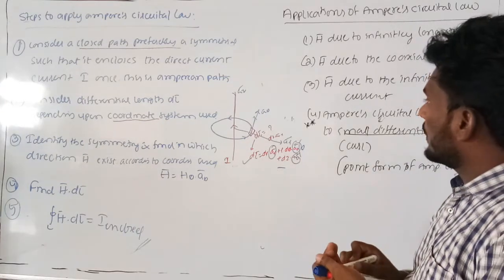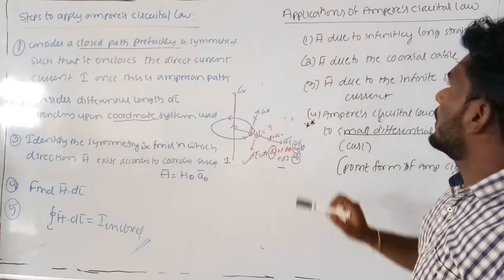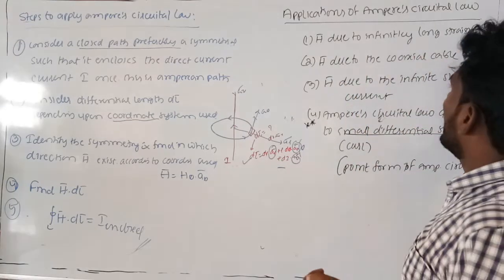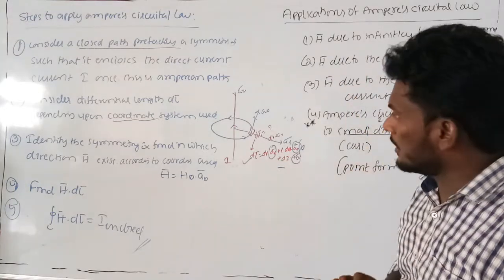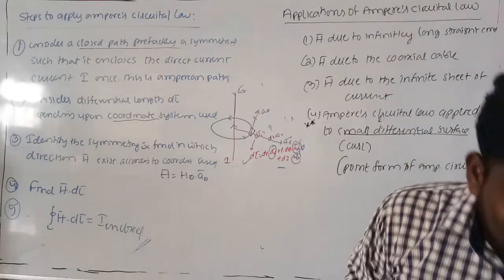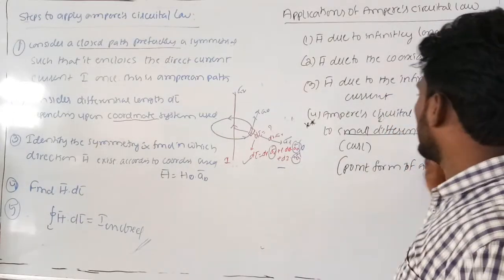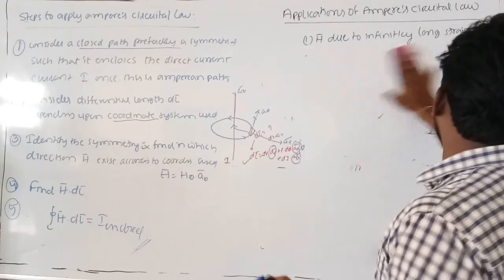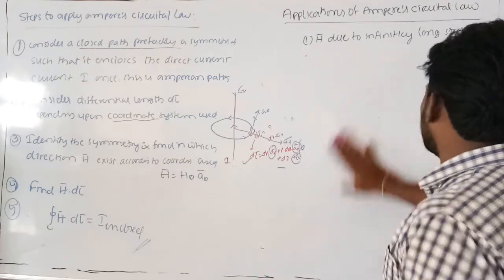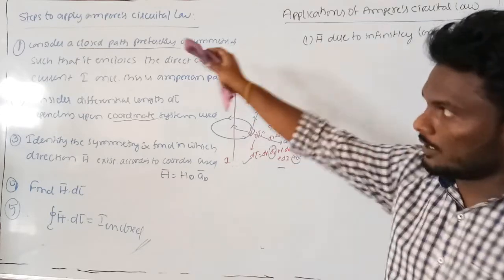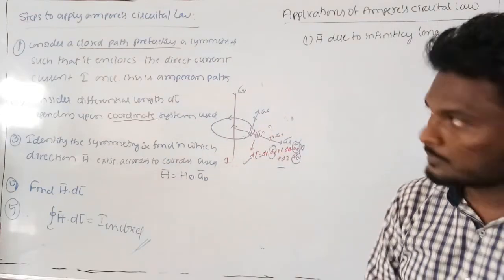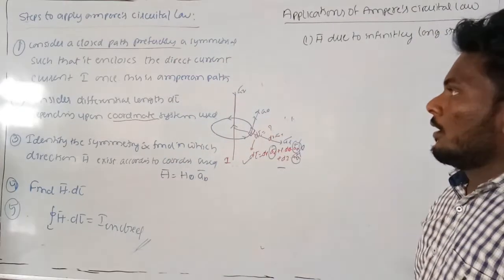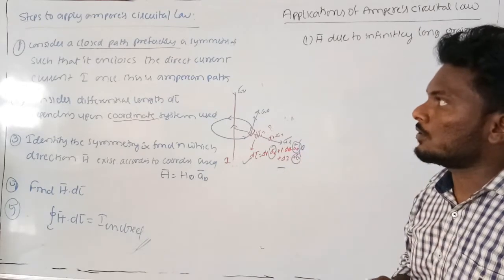Now I would like to explain the application of Ampere's circuital law to the infinitely long straight conductor. To apply Ampere's circuital law, what are the steps we need to follow? What is the first step, step number 1? It is already there on the board, that's why I wrote the steps on the board.